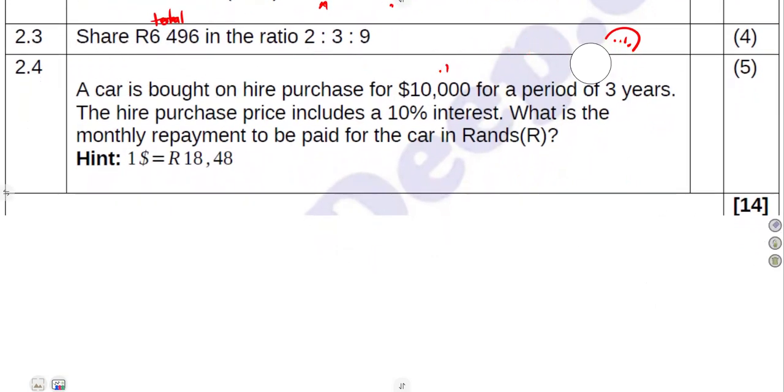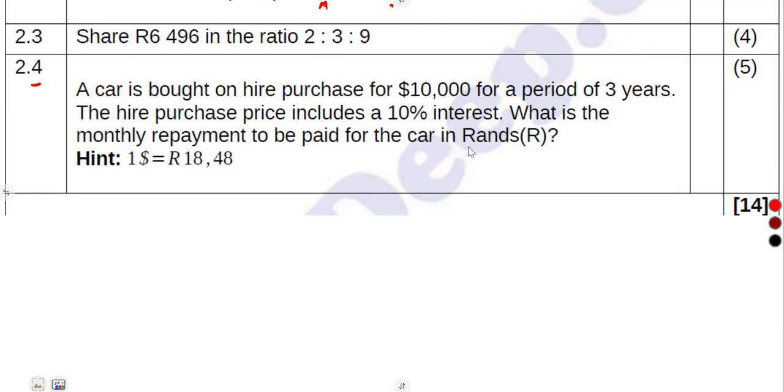All right. Then 2.4, we are given that a car is bought on a hire purchase. All right. So remember the hire purchase concept, which works with simple interest. So we are given that a car was bought on hire purchase for $10,000, for a period of 3 years. The hire purchase includes 10% interest. What is the monthly repayment to be paid for the car in rands?